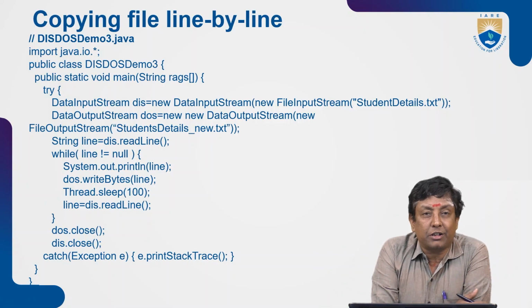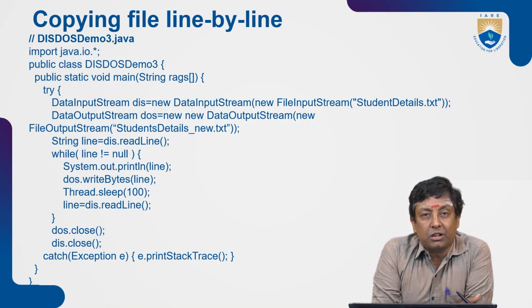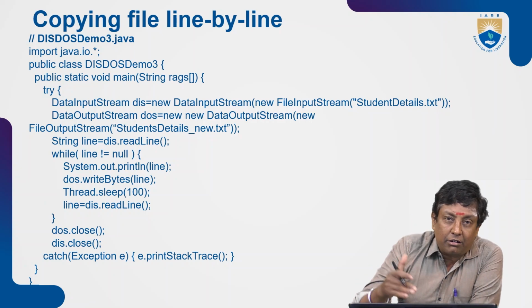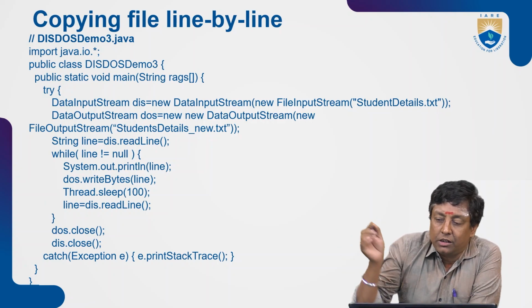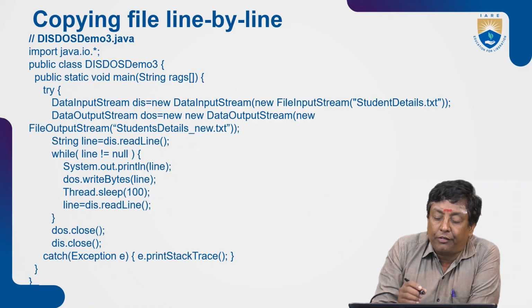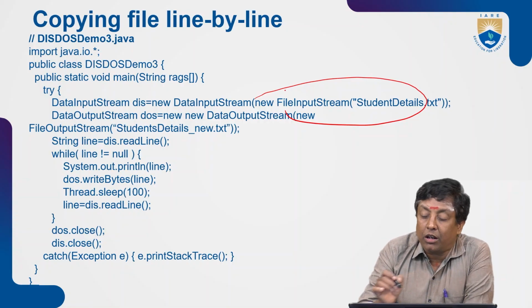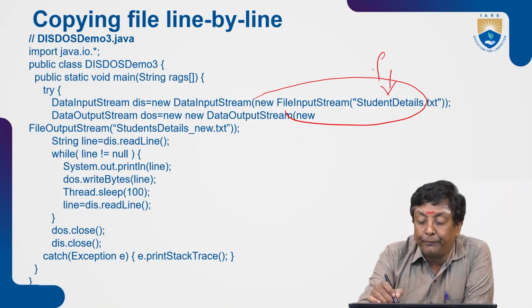So I am using data input stream for reading line by line, and data output stream along with file output stream to write data line by line into a file. First of all, what we should do is read data from the file. We should create a new object of file input stream. The argument in file input stream is the file name, any existing file name.